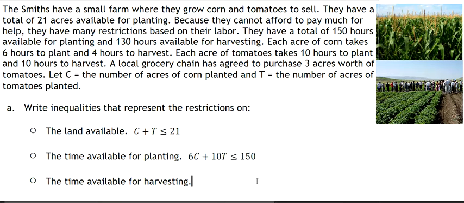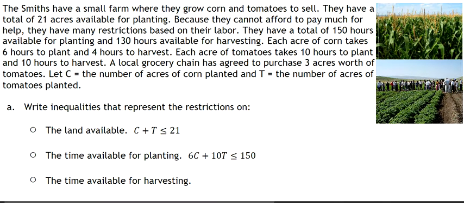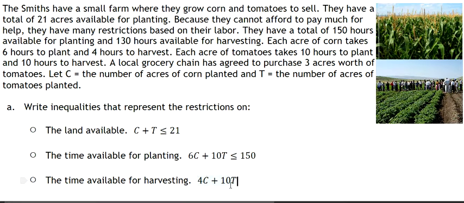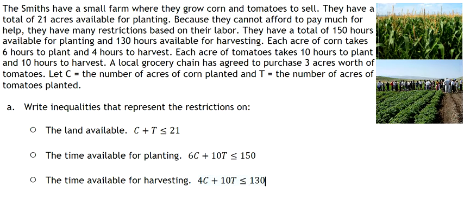A third restriction that we have involves time available for harvesting. It turns out that corn takes less time to harvest than it does to plant, so that would be 4C. Tomatoes take the same amount of time to harvest and plant. And for some reason, I have fewer hours available for harvesting. That's 130. So the time that I spend harvesting the corn plus the time that I spend harvesting the tomatoes has to be less than or equal to 130 hours.